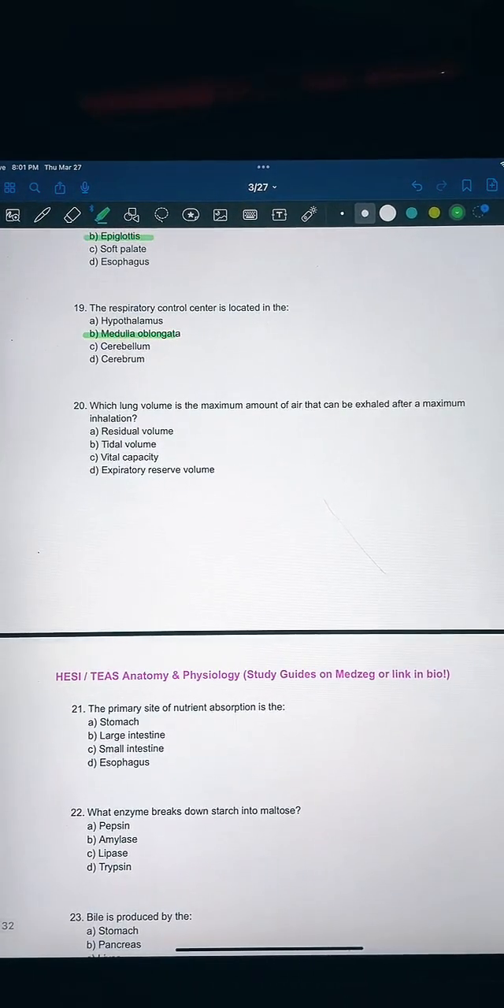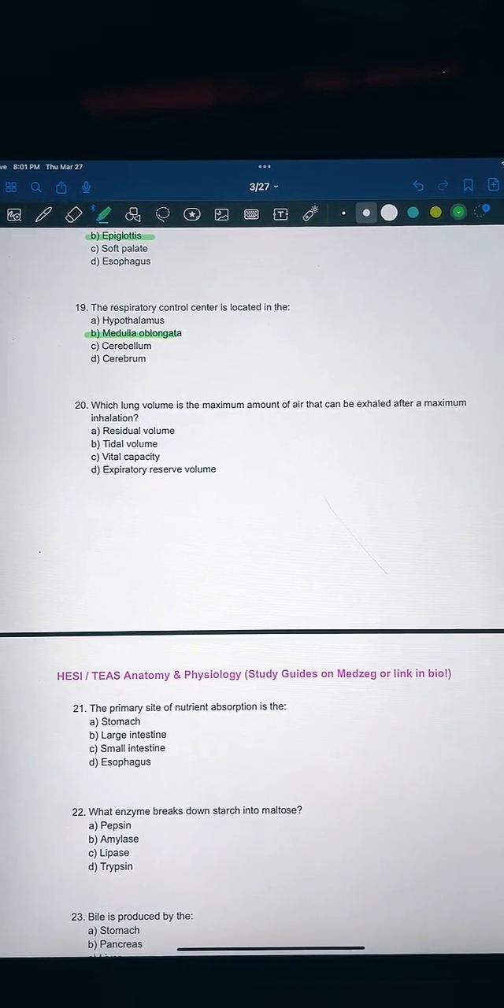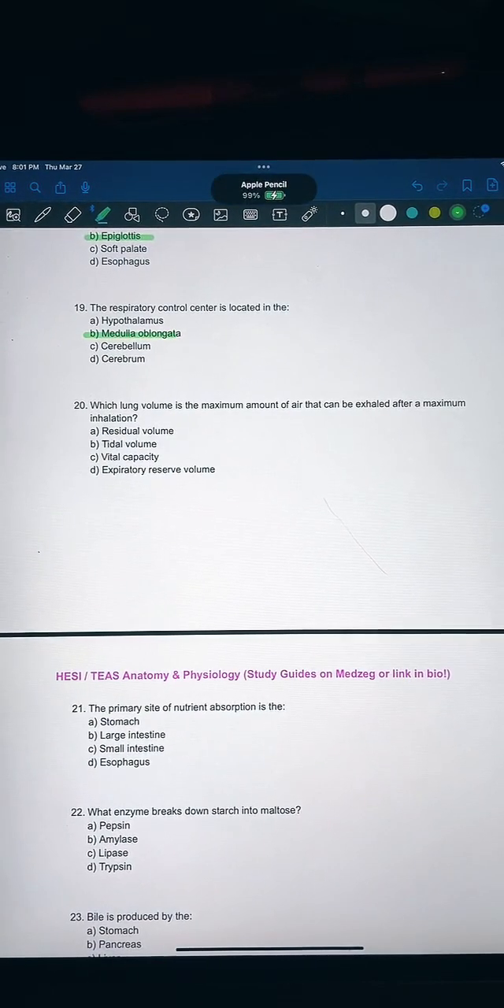Which lung volume is the maximum amount of air that can be exhaled after a maximum inhalation?